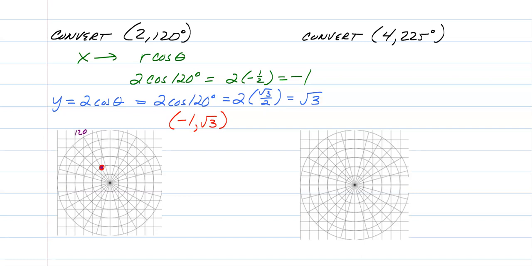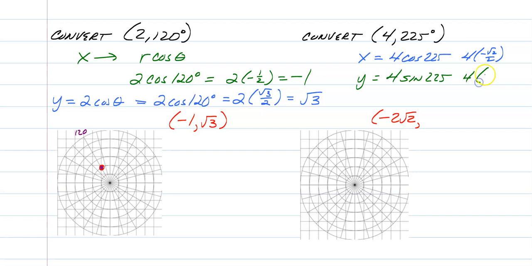Okay, so with that being said, if we were going to do 4 comma 225, we know x is equal to 4 cosine of 225. Now the cosine of 225 is negative root 2 over 2. So 4 times a negative root 2 over 2, divided by 2, is going to bring us to a negative 2 root 2, comma. And in terms of y, that is equal to 4 sine of 225. From the unit circle, the sine of 225 is also negative root 2 over 2. So that's going to give us, again, negative 2 root 2 after we multiply 4 times root 2 and divide by 2.